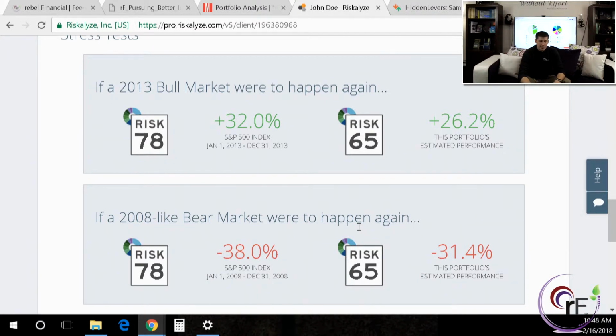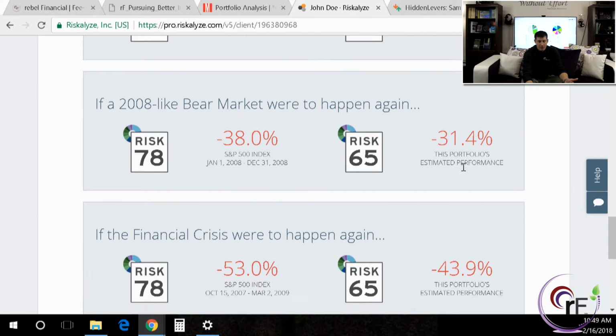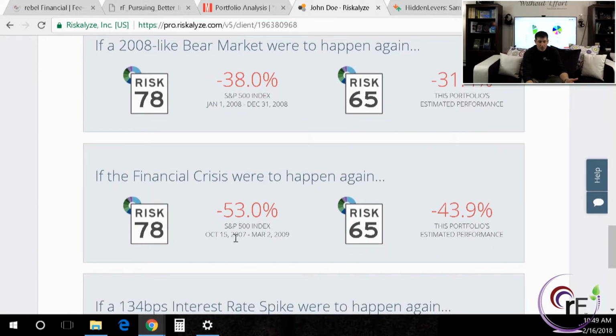And so we look at stress testing. This 78 is pretty much how aggressive the S&P 500 would be, 78. And this person is moderately aggressive, and their number is 65. So if the markets were up 32%, they would only be up 26.2. If 2008 happened again, and we're just looking at the bear market, kind of the worst one-year period there, the markets were down 38, and this person would have been down 31 and some change. Going through the whole down and up, about a year and a half, the markets were down 3, and this person would have been down almost 44.